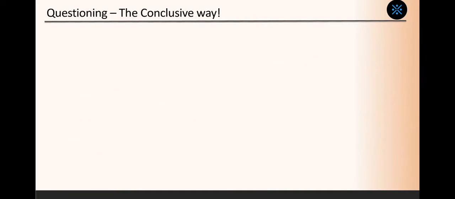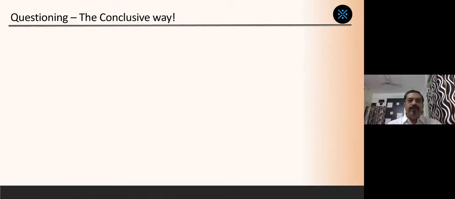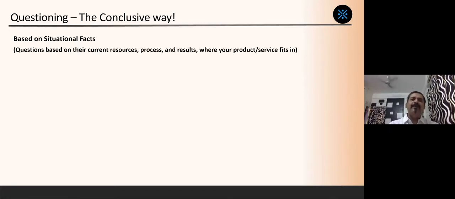which is a little more precise and conclusive, right? So this is based on situational facts, based on research facts, and based on mentioned facts, right? So the earlier one was based on certain assumptions, and this methodology is based on certain facts, right? So again, situational facts, it's based on their current resources, the current process, the current results they get from different functions, right? And relate them to where your product or service fits in, right?